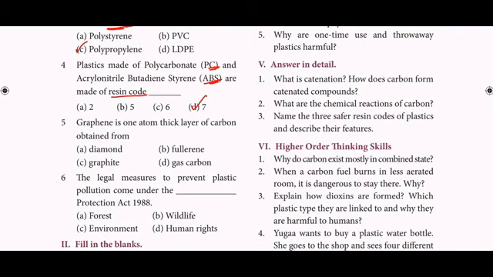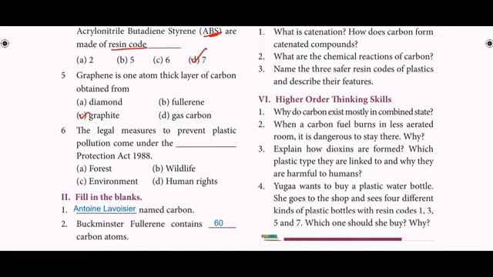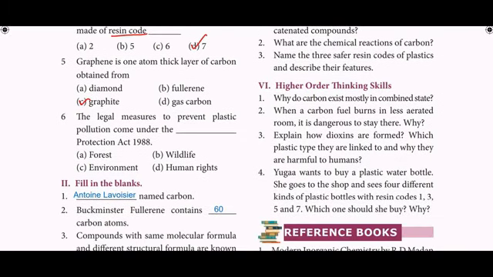Next, graphene is a one atom thick layer of carbon obtained from graphite. Sixth one, the legal measures to prevent plastic pollution come under the Environment Protection Act 1986.